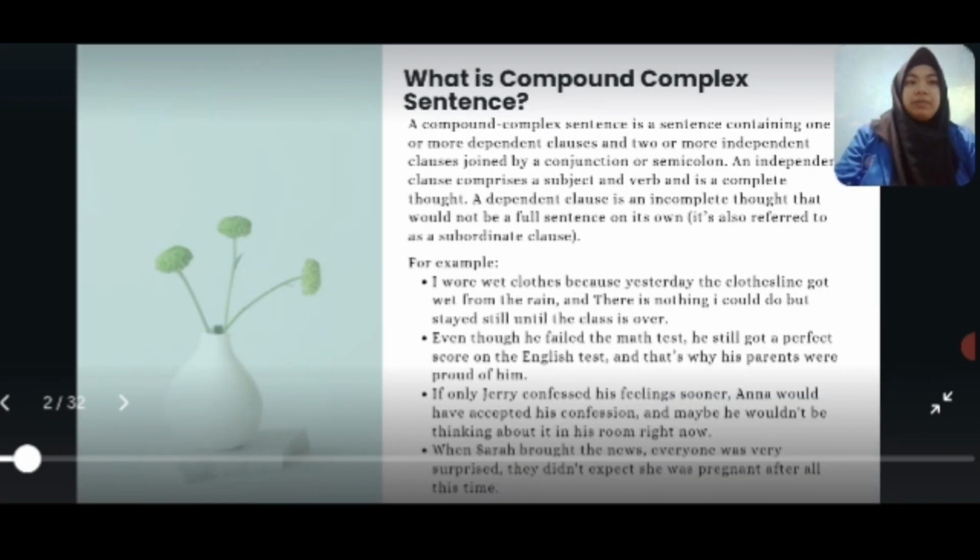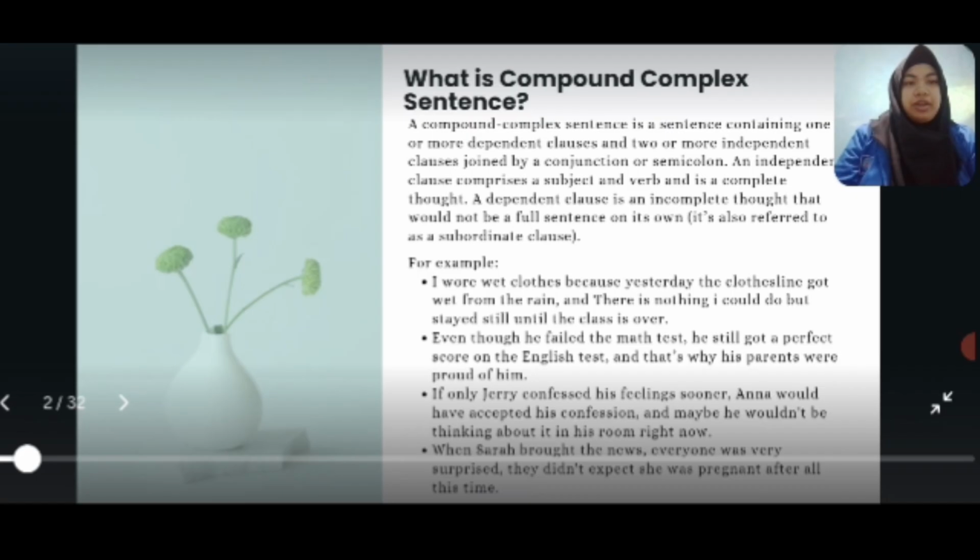So, what is a compound complex sentence? A compound complex sentence is a sentence containing one or more dependent clauses and two or more independent clauses joined by a conjunction or a semicolon. An independent clause comprises a subject and verb and is a complete thought. A dependent clause is an incomplete thought that would not be a full sentence on its own. It's also referred to as a subordinate clause.